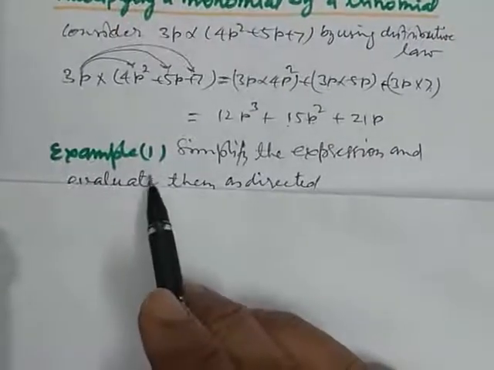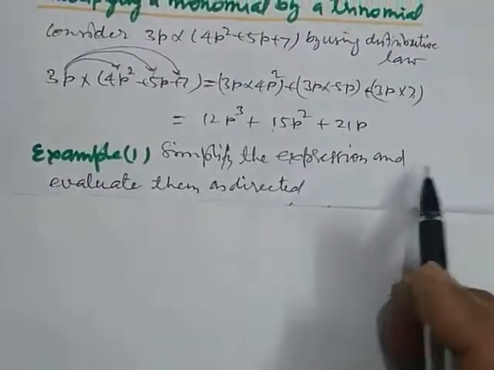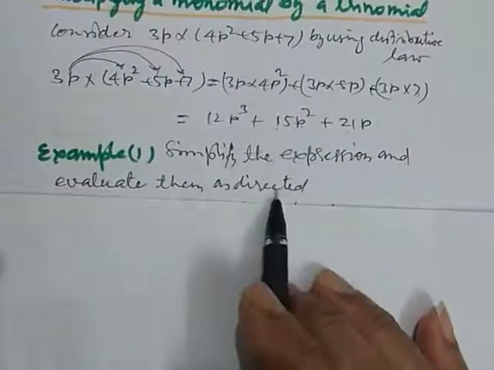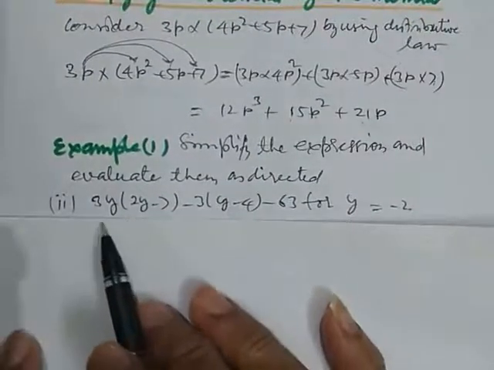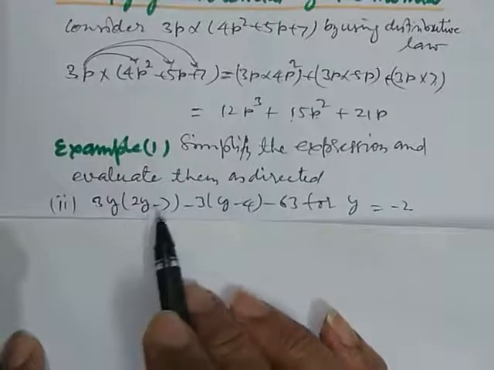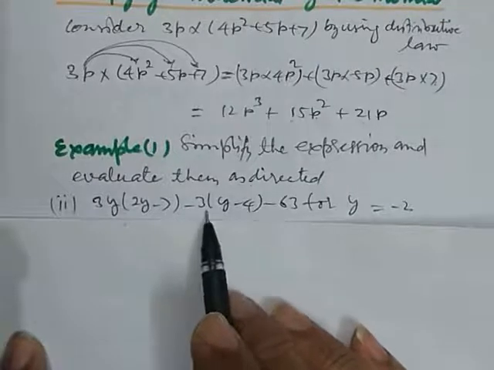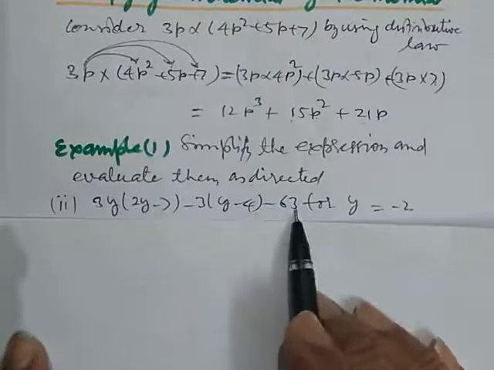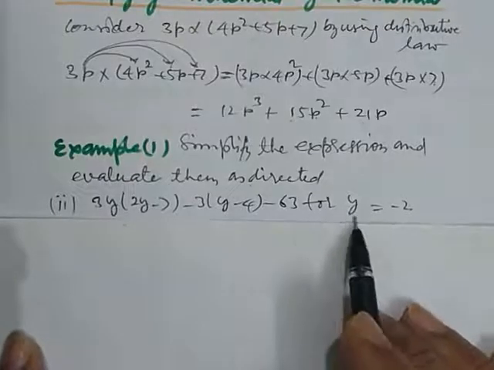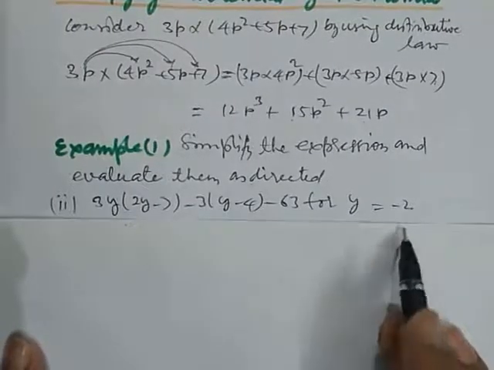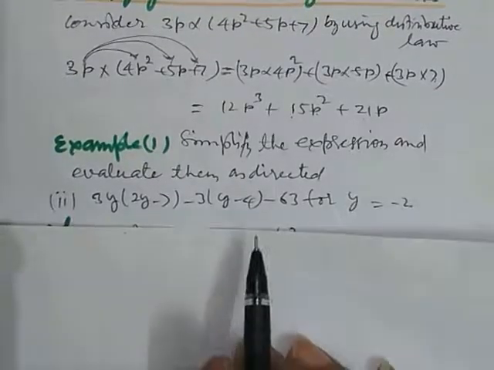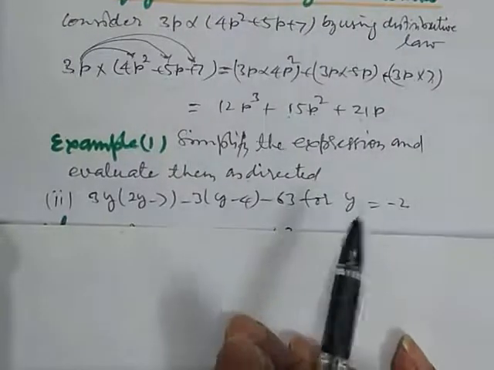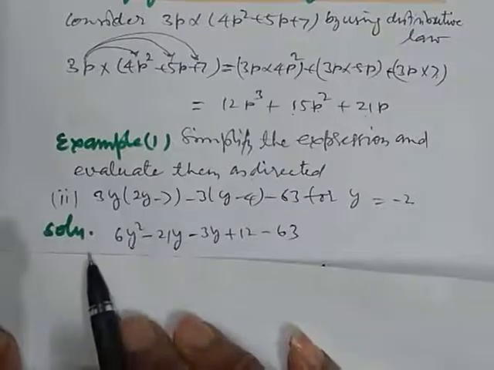Now we consider an example. Simplify the expression and evaluate them as directed. This is the question. 3y into (2y minus 7) minus 3 into (y minus 4) minus 63, for y equals to minus 2. We have to find the value also. So this is the solution.